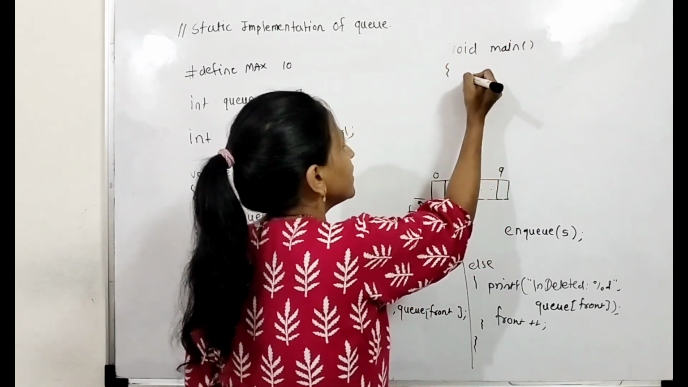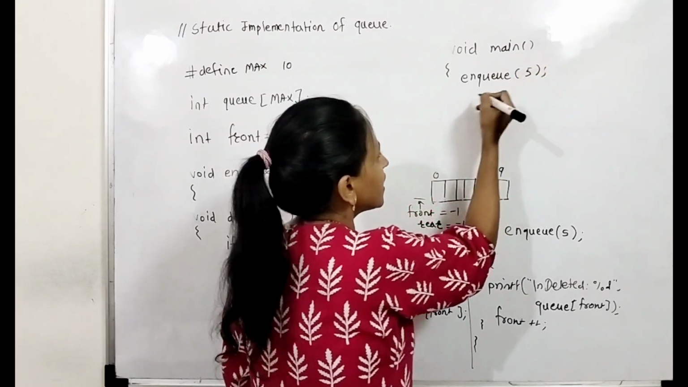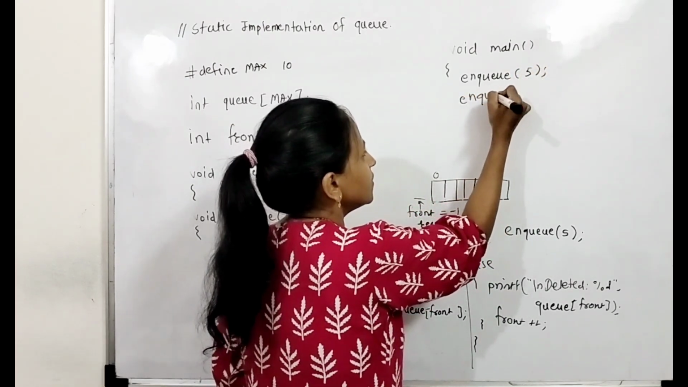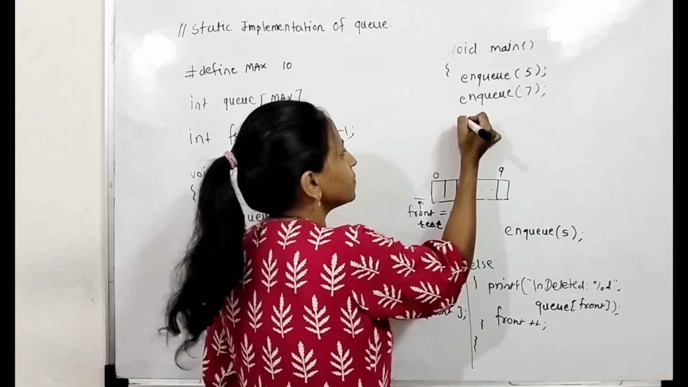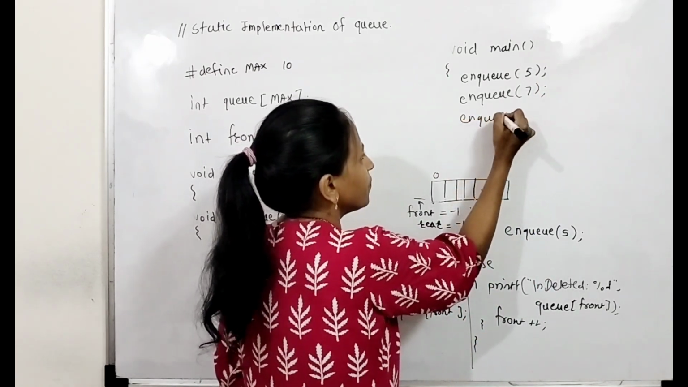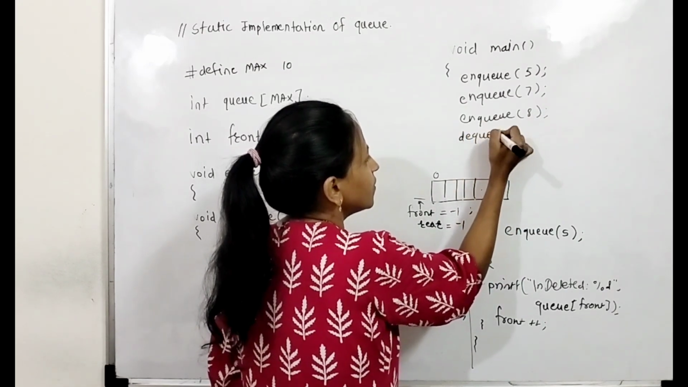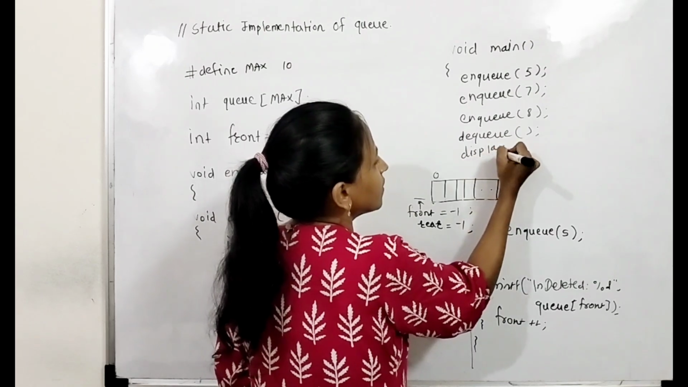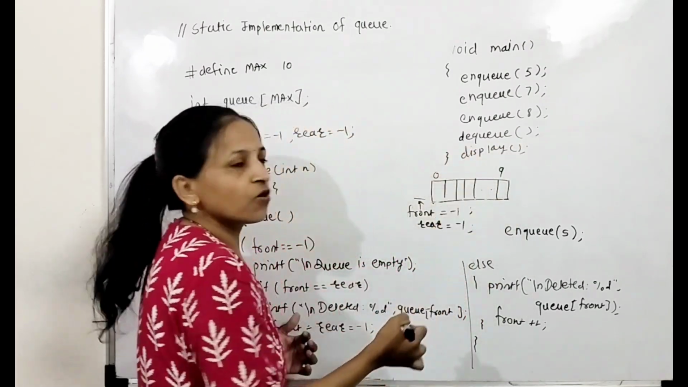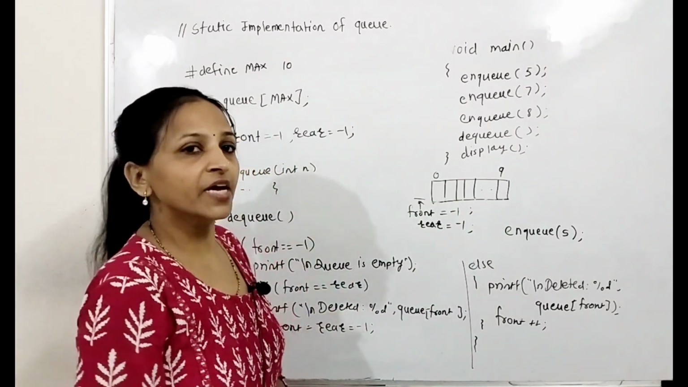Okay, now see, in main we have to write like this, void main. Here first we will call NQ 5, then again suppose NQ 7. Okay, now suppose again NQ 8, then DQ, then display. In any sequence you can call all these functions. We consider this is a queue. Now how will these operations be done?